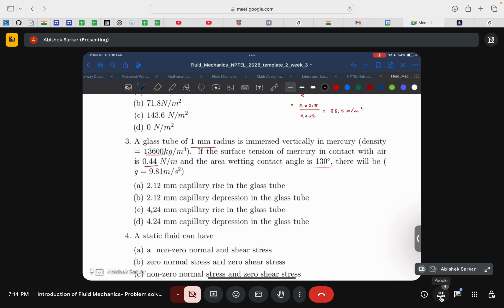If you recall, we can easily eliminate two options already. If it is mercury and glass, you know that there will be a capillary depression. So options A and C are eliminated, and only two options remain. You just need to give the numerical value. Just substitute the values of rho, g, and theta in the expression for h of capillary rise, and you'll easily get the answer. You might wait for a few minutes, then you can give me the answer. It's very, very simple.